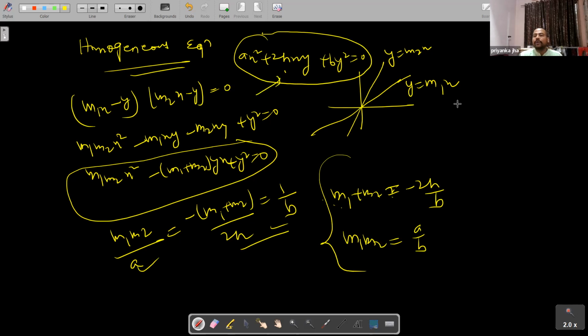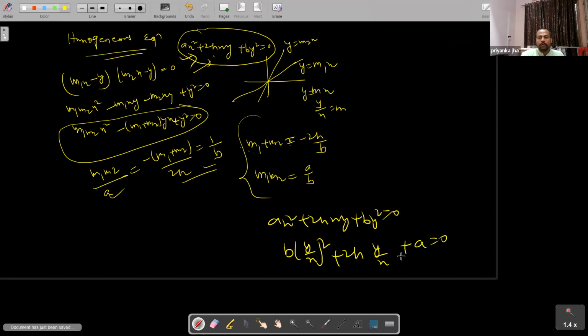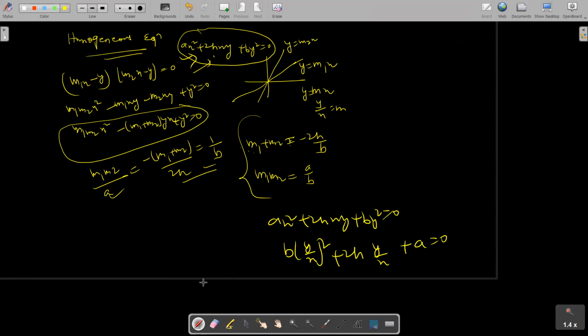You can also see how you find the slope. If y equal to mx is the line, the slope is y by x equal to m. So you can also do one thing. Slope is y by x. So modify this, rewrite the equation ax square plus 2h xy plus by square equal to 0. Divide by x square. You will get b (y by x) whole square plus 2h (y by x) plus a equal to 0. We know that y by x is the slope. So put y by x as m. So b m square plus 2h m plus a is 0.